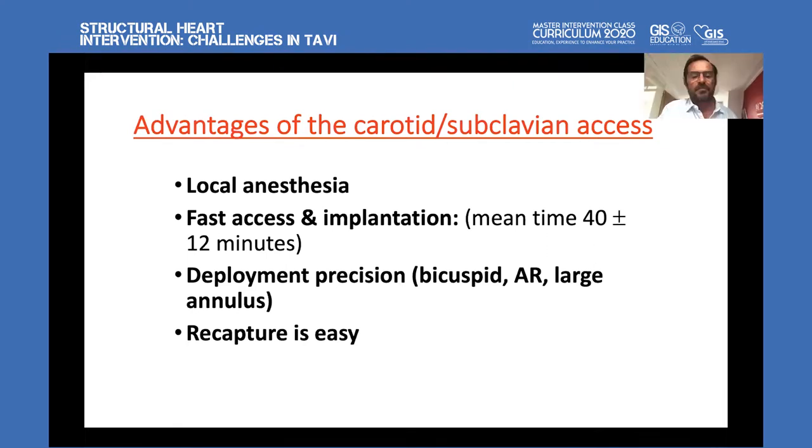Deployment precision, bicuspid, aortic regurgitation, and large annulus. It is very important. And also when the annulus is vertical and the aorta is horizontal. And recapture is very easy, in contrast with the femoral.